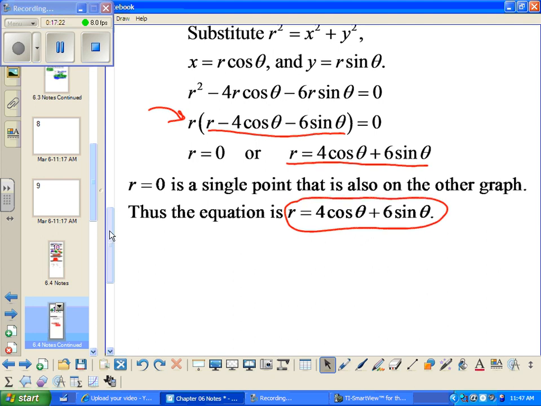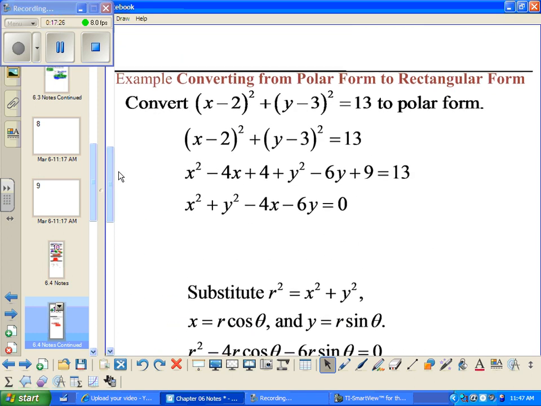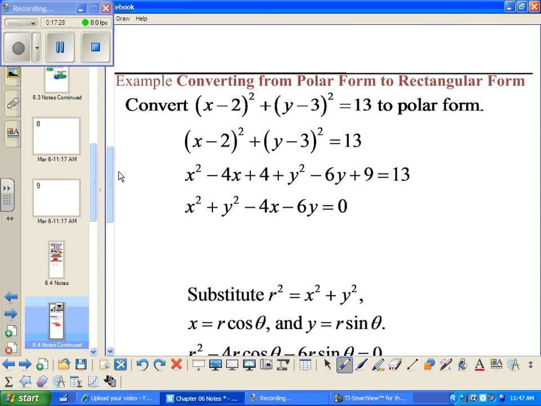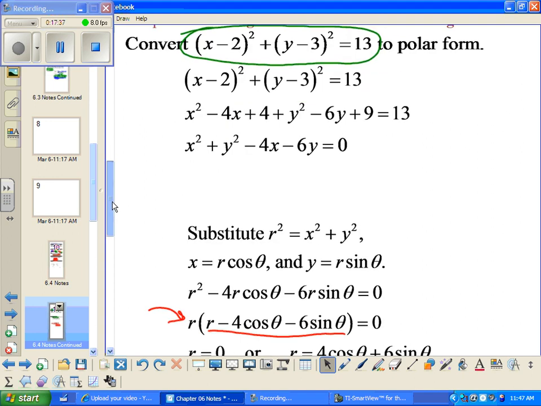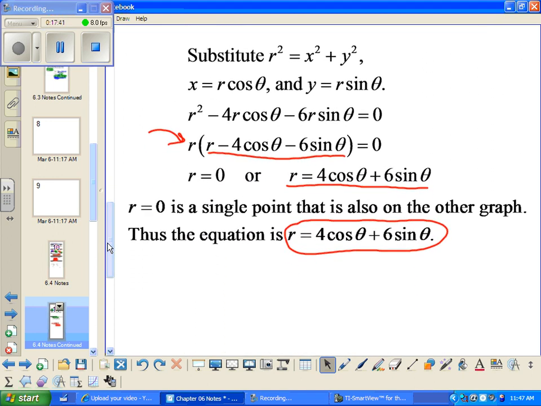What did we just find? We just found a way to convert this graph to polar form. To change that graph to polar form, we got this: r equals 4 cosine theta plus 6 sine theta. I would say then graph both of those and see how they are the same.